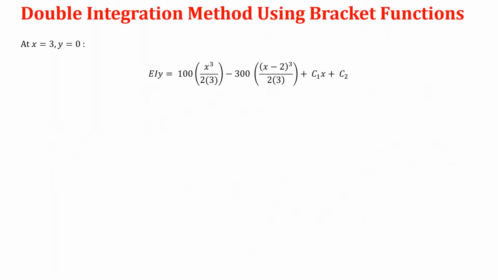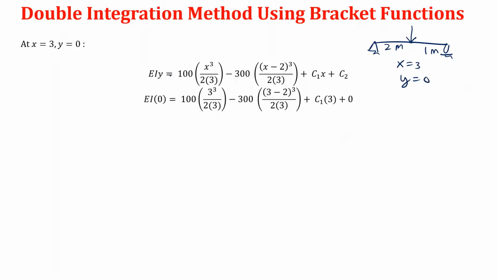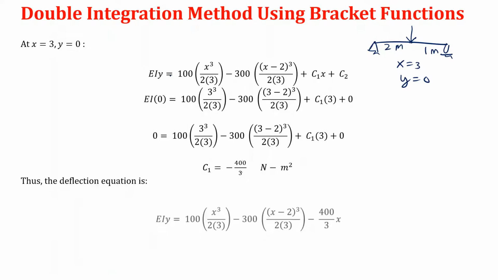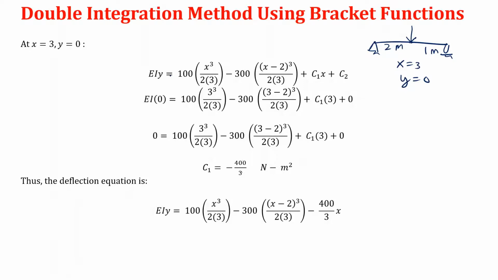Now, when x is 3, since the total length is 3, y is also 0. So, substitute. Therefore, we get the value of C1, which is negative 400 over 3. Okay? And then go back to the deflection equation, 100 times x cubed over 2 times 3. Okay, just substitute.